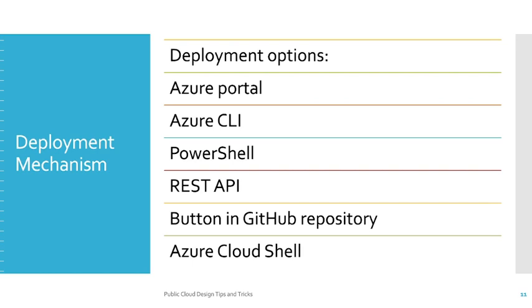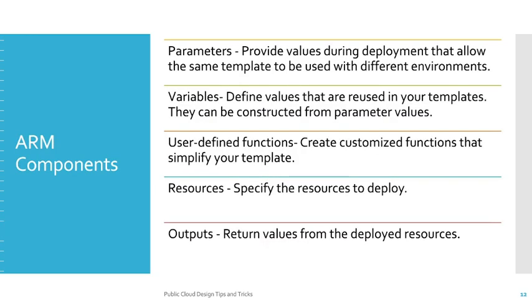How can you deploy the ARM templates? The deployment options are, you can do it via the Azure portal. You can go to the portal, upload the file, and deploy it. You can use Azure CLI, PowerShell, REST API, a button in the GitHub repository is also available, and also Azure Cloud Shell is available. So with all these options, you can deploy ARM templates into your Azure environment.